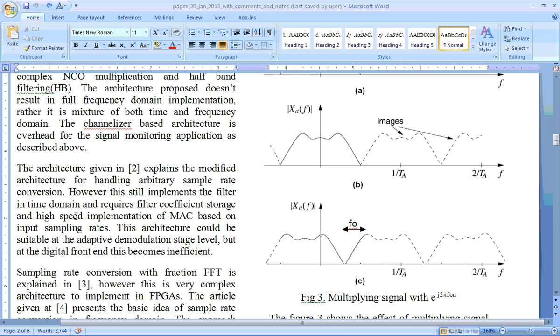Mainly in radar you see such a scenario, when so many signals are coming, then you filter it, you pass that through multiple filter banks. That is the main purpose of a channelizer.